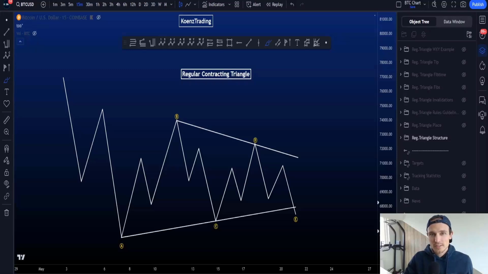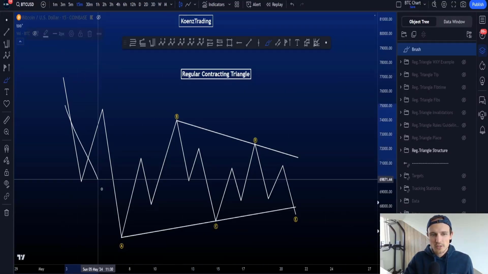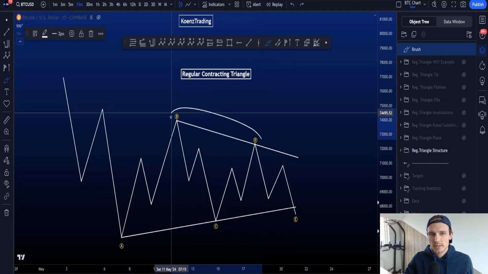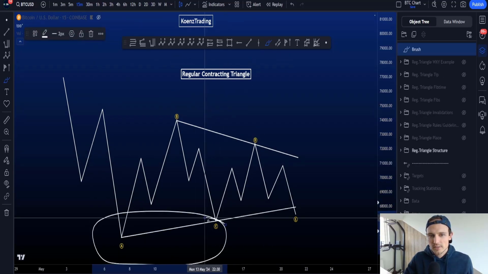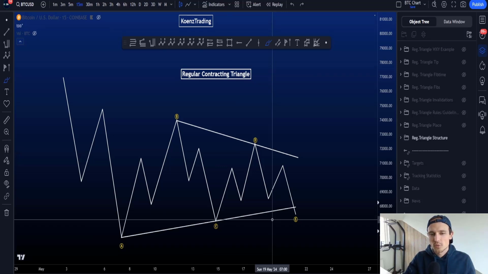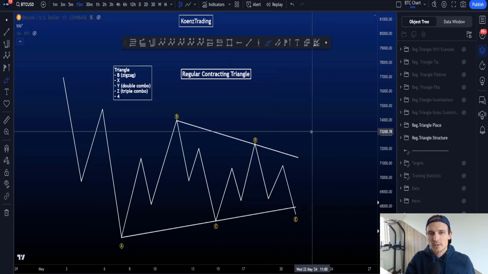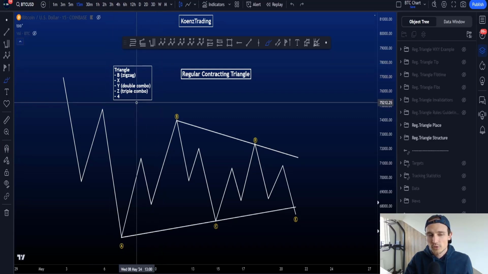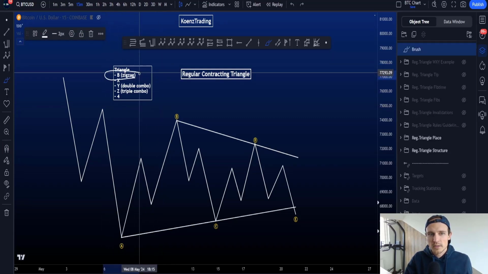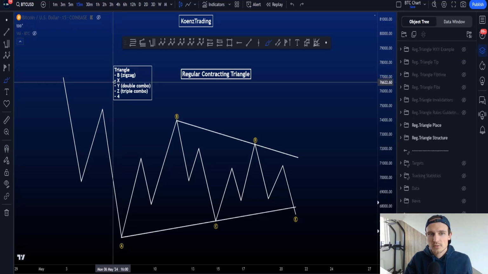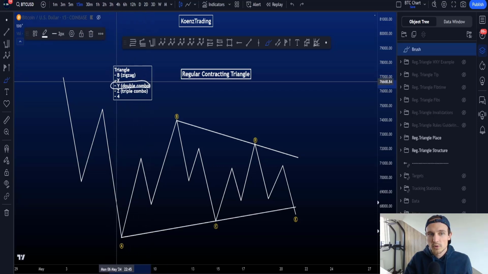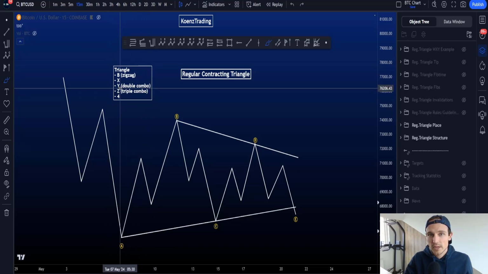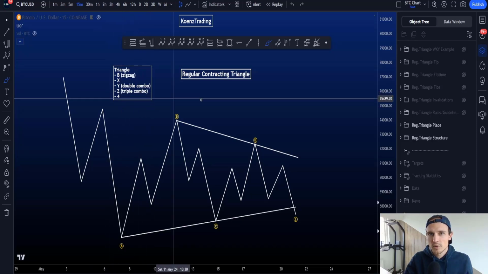A regular contracting triangle is a 5-wave structure labeled as a wave A, B, C, D, E, where the BD trend line and the AC trend line are contracting towards one another. A regular contracting triangle can appear in any of the structures that I wrote in the box over here: wave B of a zigzag, wave X, wave Y of a double combo, WXY, wave Z in a triple combo, WXYXZ, and in a wave 4.